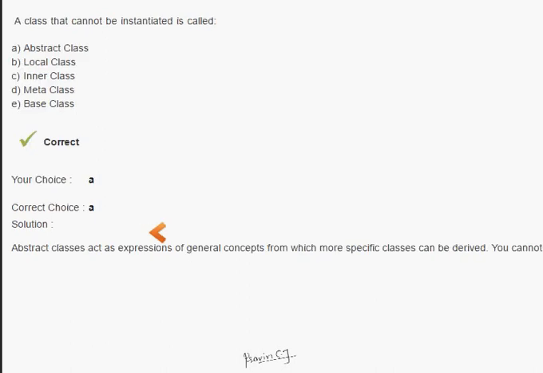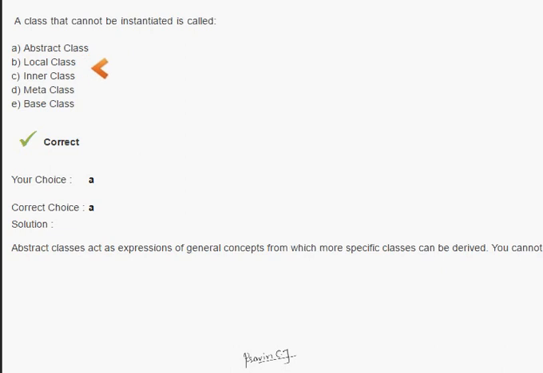Okay, next question. A class that cannot be instantiated is called an abstract class. An abstract class is never instantiated. You cannot find an instance of an abstract class, because the abstract class itself has an empty body. It means you want to implement it in further steps of programming, so you make it abstract. You cannot create an object of an abstract class.